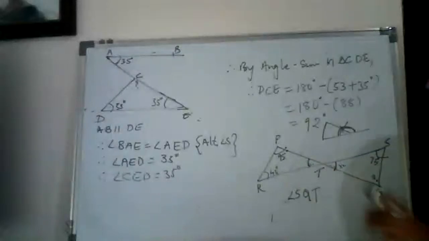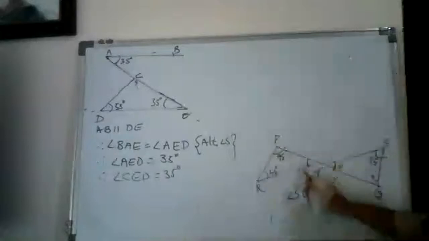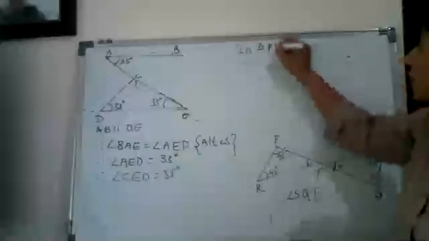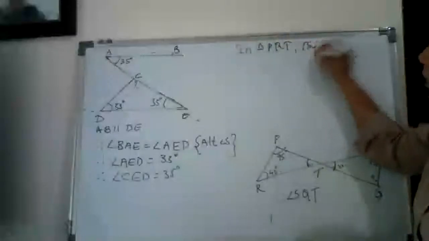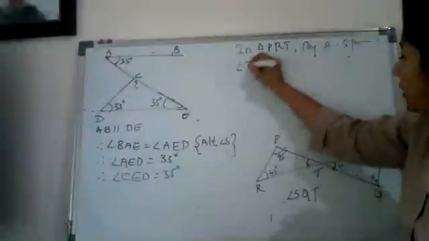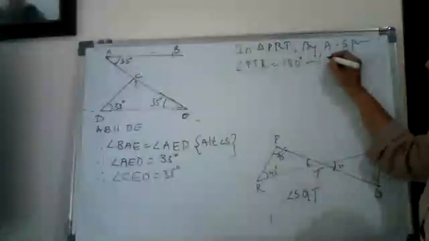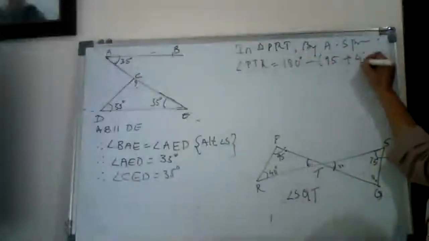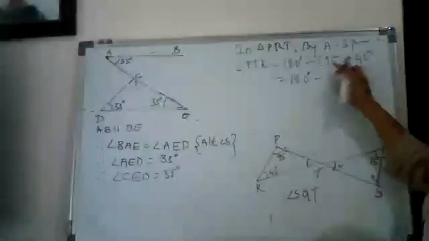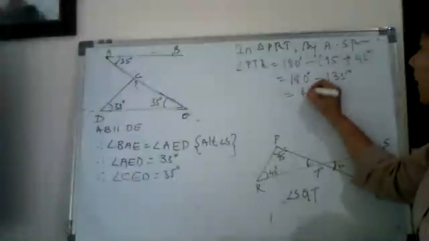I hope this is clear to you. So how do you write a solution for this quickly? In triangle PRT, by angle sum property, we get angle PTR as 180 minus 95 plus 40. How much is 95 plus 40? 135 degrees. So this will come as 45 degrees.